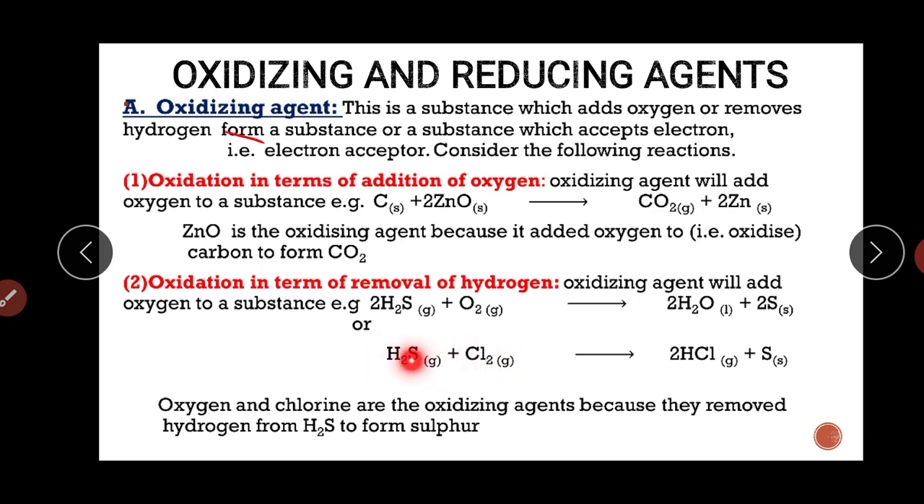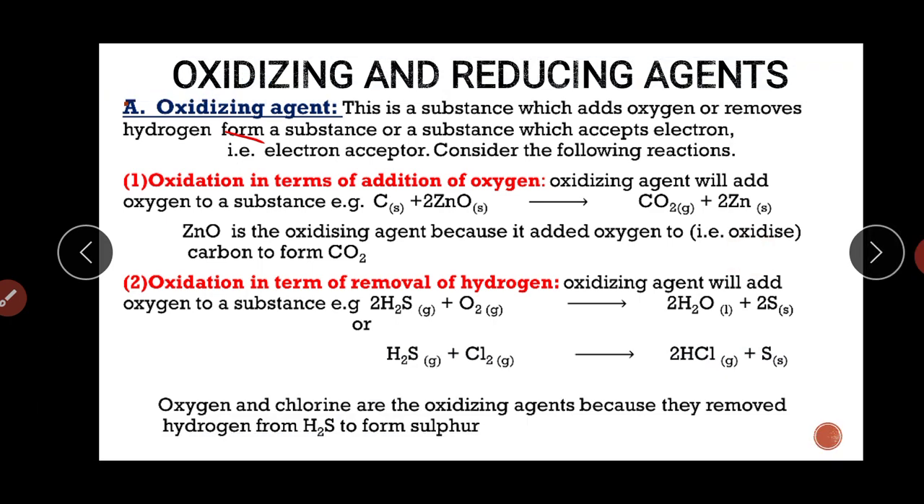In these two reactions, you can see chlorine is an oxidizing agent. Why? The chlorine has taken the hydrogen; it has removed hydrogen from this H2S, and the H2S on the right is now ordinary sulfur. So oxygen and chlorine are oxidizing agents because they remove hydrogen from H2S to form sulfur. So that is our oxidizing agent: something that removes hydrogen, something that adds oxygen. Those are the two scenarios.